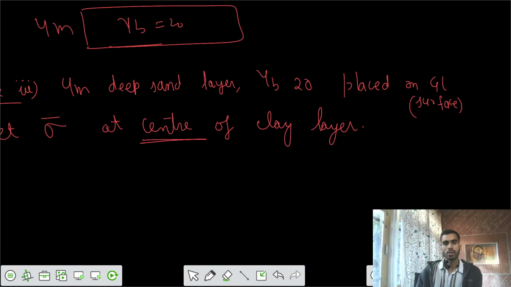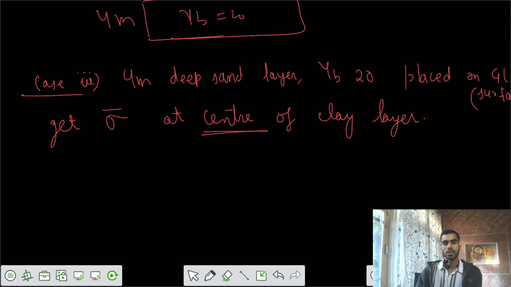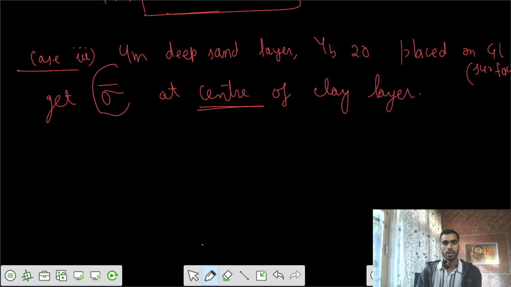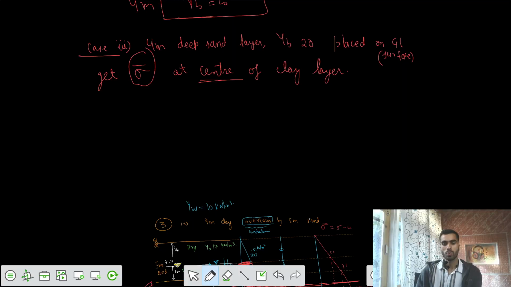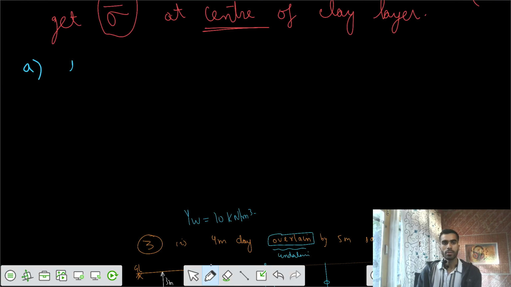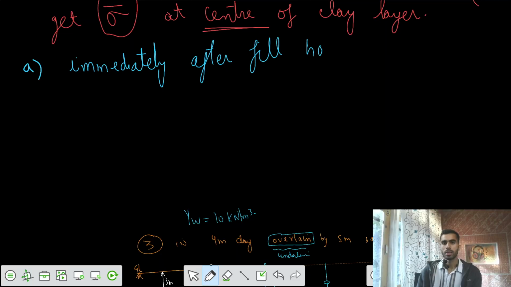So similarly, we would say this 4 meter deep sand layer can be converted as a surcharge for the clay layer, such that I can finally calculate the stress at the center of that clay layer. Now it has two subparts. Part number 1: we need to calculate the stress immediately after the fill of the 4 meter sand layer has been placed.